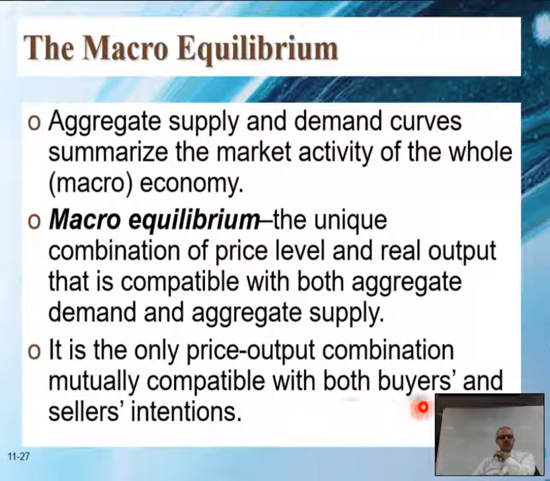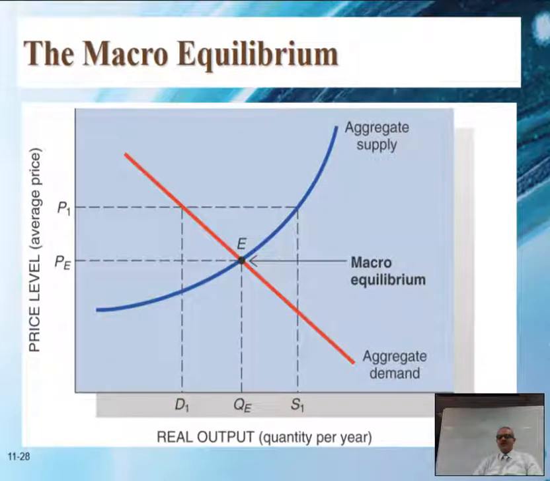Now at the macro level, it is the unique combination of prices and output that is mutually compatible with both buyers and sellers. So as long as buyers and sellers are in stable mode, they can buy and these people can sell, then we are almost in an equilibrium. And remember, the market will try to be in an equilibrium. Remember when we talked in the previous chapters, when they negotiate by trial and error until they reach equilibrium? Here it becomes very similar, but on a macro level.